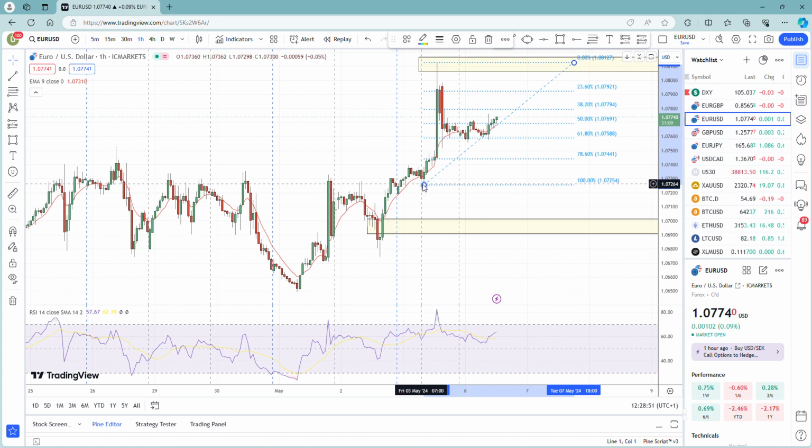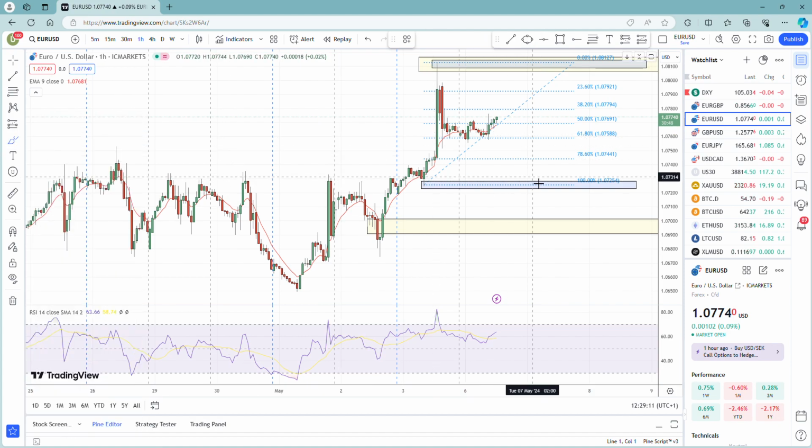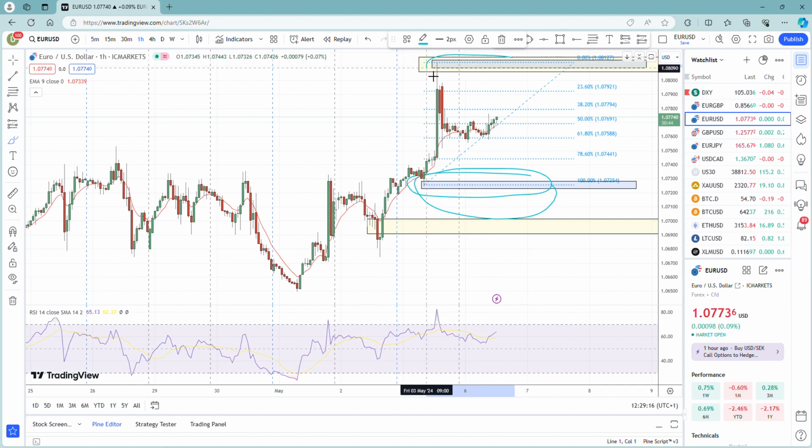I dragged it from this region here, the higher low, all the way to the higher high. And this gives me my two support and resistance levels for the day. Here's your support. And here's your resistance. So if price is near this level here, I'm looking for buys. If price is near this level here, I'll look for a potential sell.